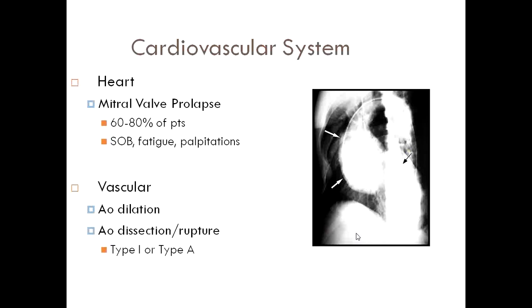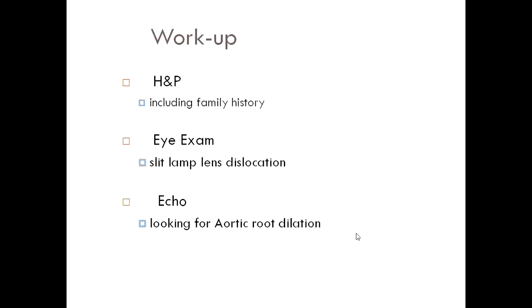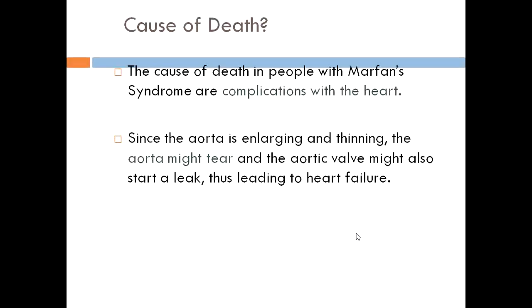In cardiovascular system, patient may have mitral valve prolapse. 60 to 80% of patients present with shortness of breath, fatigue, and palpitation. They also have vascular changes, aortic dilatation, and rupture. Workup includes history, eye examination for lens dislocation, and echocardiography for aortic root dilatation.